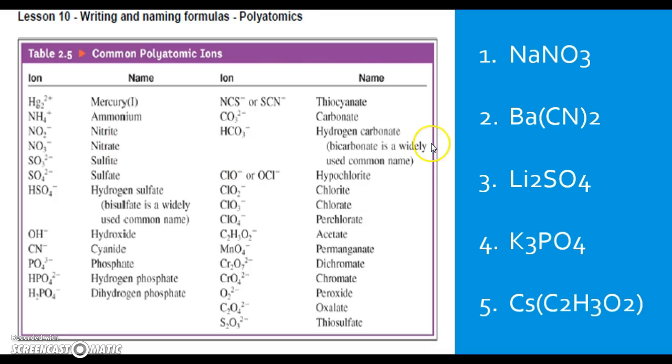This next one, Ba is barium. CN we need to find on this table here, so CN is right here for cyanide, so this would be barium cyanide. Li is lithium, SO4 you find from the table is sulfate here, so lithium sulfate. K is potassium, PO4 is phosphate, potassium phosphate. Cs is cesium, and this long thing here is acetate. It's listed right here, so cesium acetate is the name of that example.